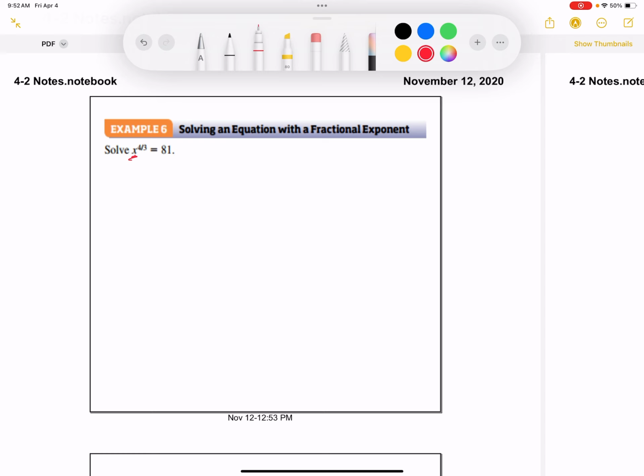Here's how you would handle this. Or this is how I handle it. You can handle it different ways, but I prefer this way because it makes sense to me. And you want math to make sense to you, because if not, it's just a bunch of formulas. So if I have x to the 4/3 power, I could rewrite that as the cube root of x to the 4th, and that equals 81.